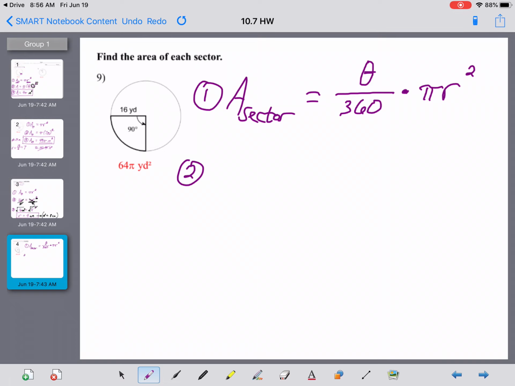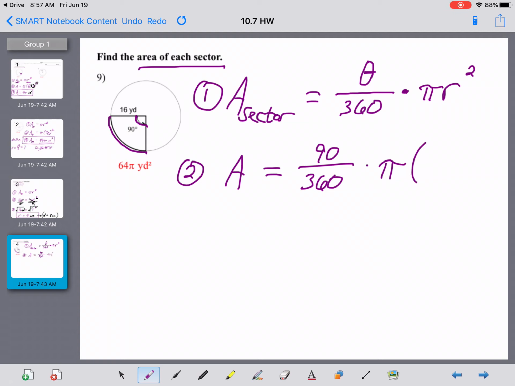Step 2, let's fill in what we know. We are trying to find the area of the sector. We don't know that yet. So area equals theta. The degree measure of this arc is the same as the degree measure of our central angle here, which is 90 over 360, and we're going to multiply that times pi times a radius they've shown us here of 16, and that's going to get squared.